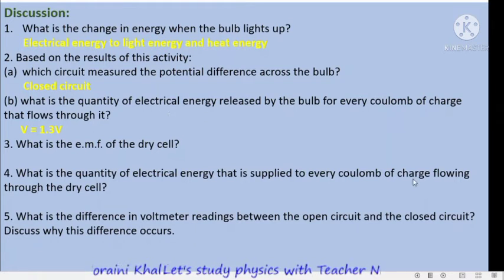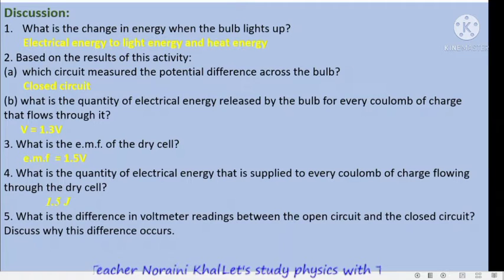What is EMF of dry cell? EMF equals to 1.5 volt. What is the quantity of electrical energy supplied to every coulomb of charge flowing through the dry cell? 1.5 joule, because 1.5 volt means 1.5 joule per coulomb. What is the difference in voltmeter readings between open circuit and closed circuit? Discuss why this difference occurs.